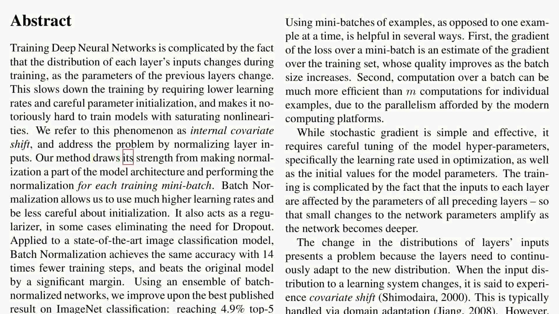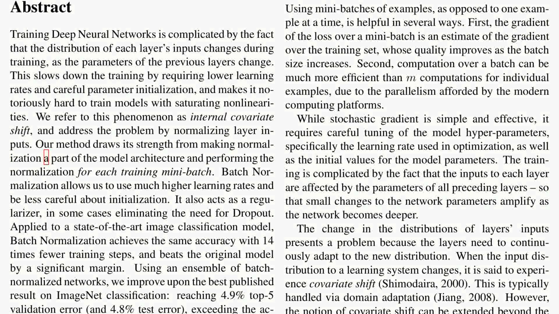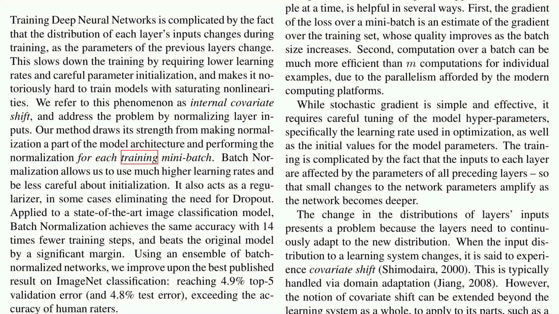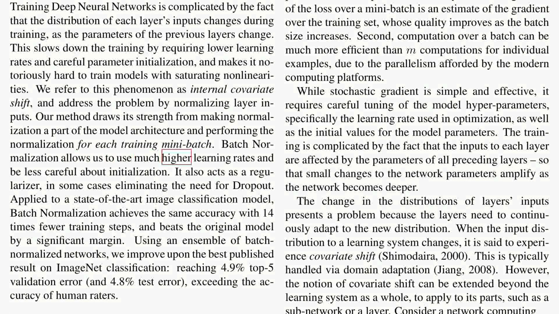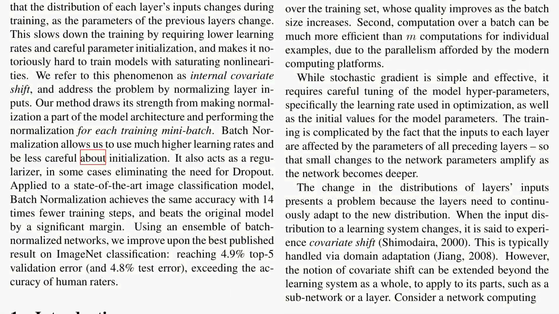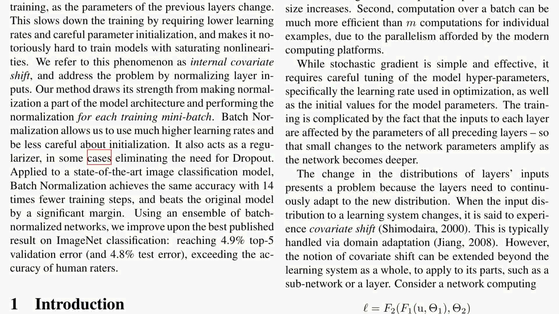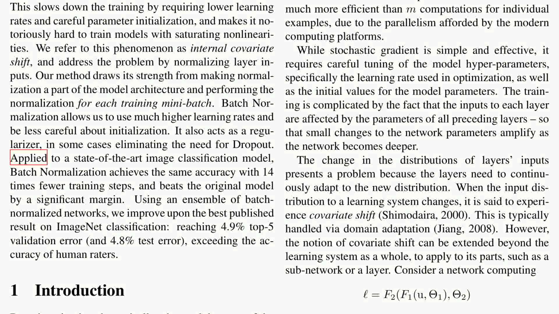Our method draws its strength from making normalization a part of the model architecture and performing the normalization for each training mini-batch. Batch normalization allows us to use much higher learning rates and be less careful about initialization. It also acts as a regularizer, in some cases eliminating the need for dropout.